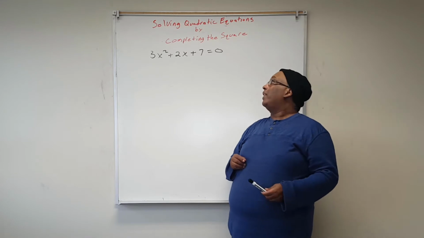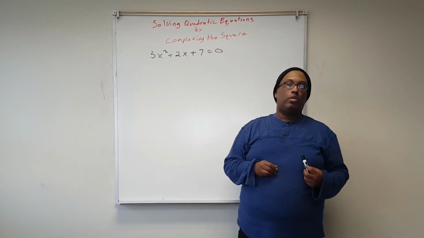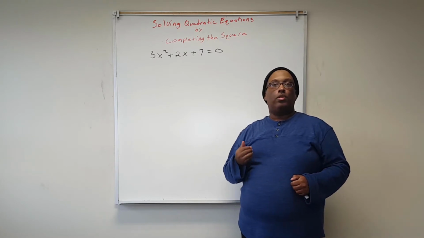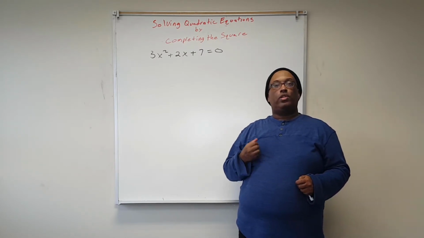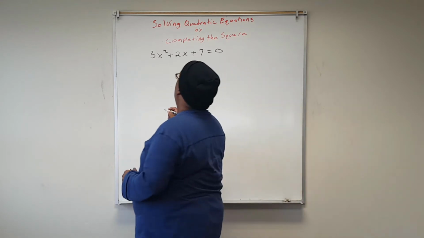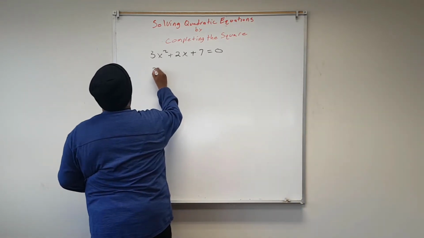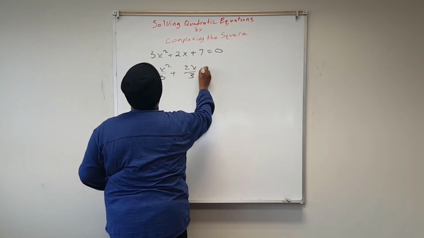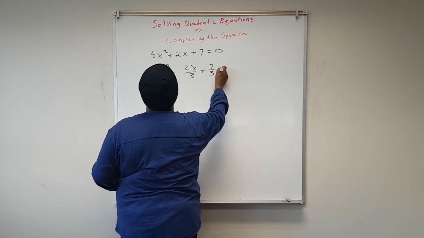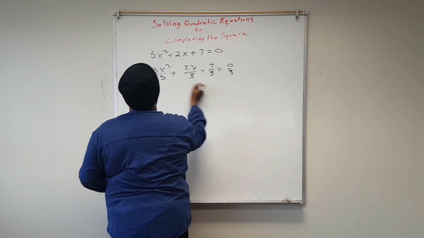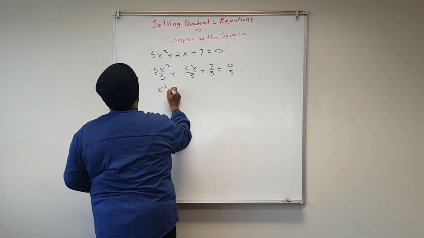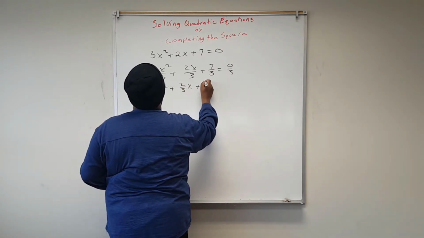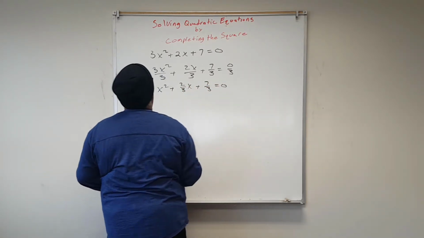Here's our final example, and let's get started. Remember, when you're completing the square, the leading coefficient should be 1. In this case, it isn't. So first thing we have to do is divide by that leading coefficient to make it 1. So 3x squared over 3 plus 2x over 3 plus 7 over 3 equals 0 over 3, or x squared plus 2/3 x plus 7/3 equals 0.